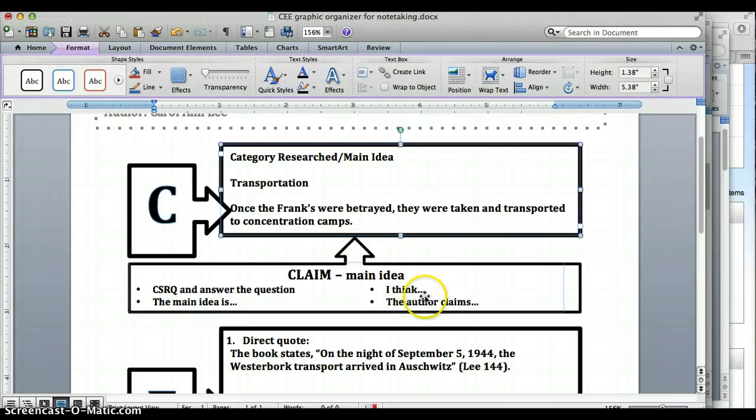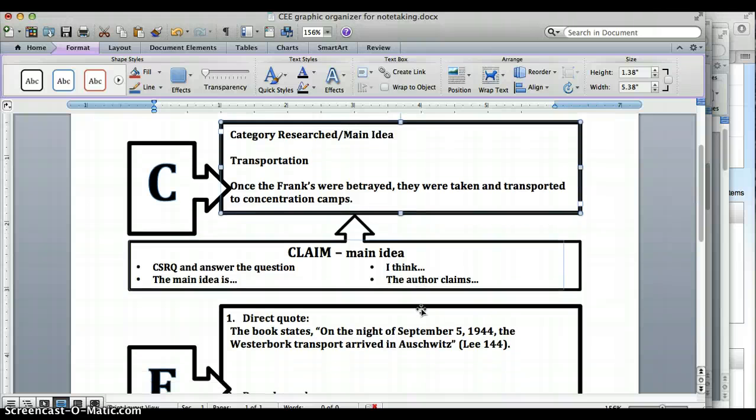And sometimes we want to start with the sentence starters, and if we don't need to, sometimes they're just implied. We don't always need to say, I think that. So what we have is our sentence for our claim is then, once the Franks were betrayed, they were taken and transported to concentration camps.